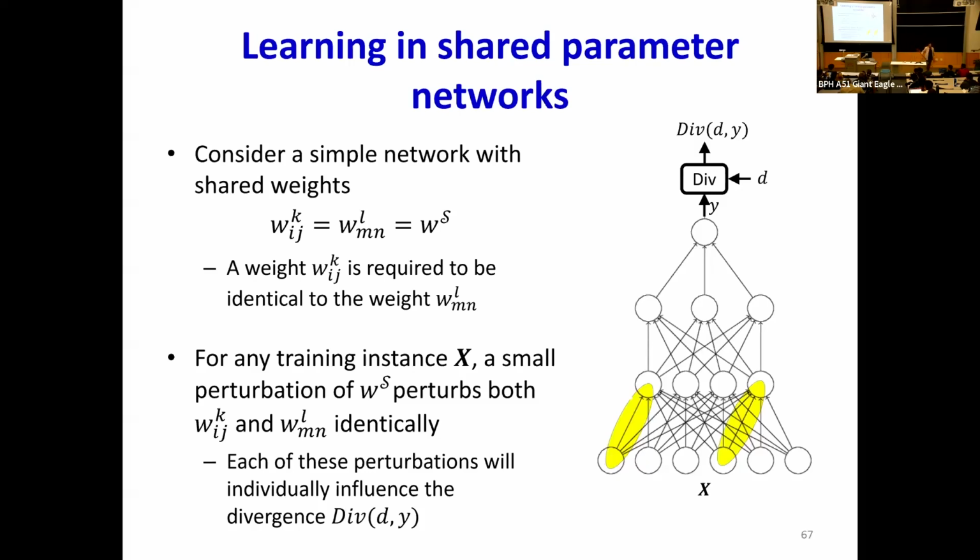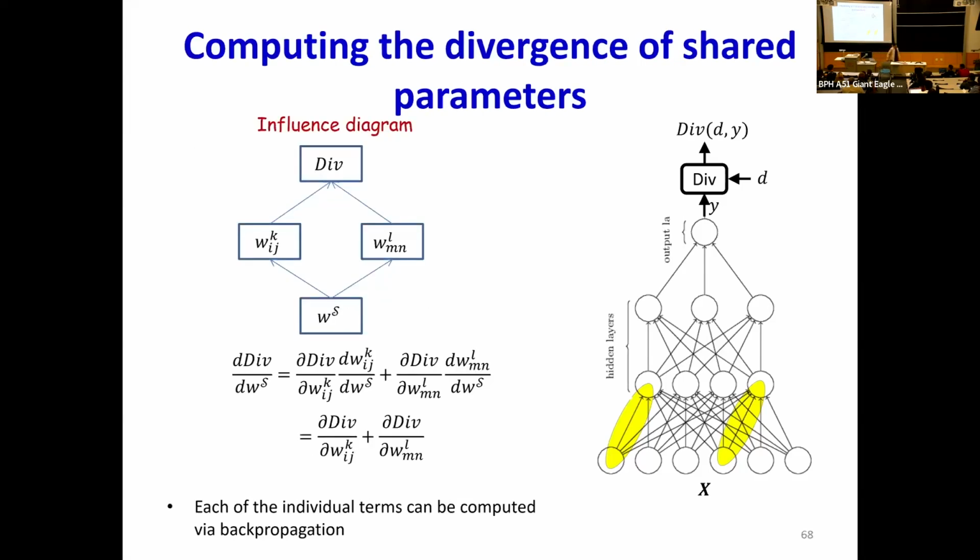Let's say I have a network. You can share parameters in any arbitrary manner, right? So let's say I have this shared parameter network where these two yellow connections are being shared. It can be anywhere. So let's say this weight Wij and WLMN have a common value by design, whatever the design may be. I'm just calling that common value Ws. Now if I draw the influence diagram, this common value Ws influences both these parameters because they're both identical to it. And each of them in turn is going to influence the divergence, right?